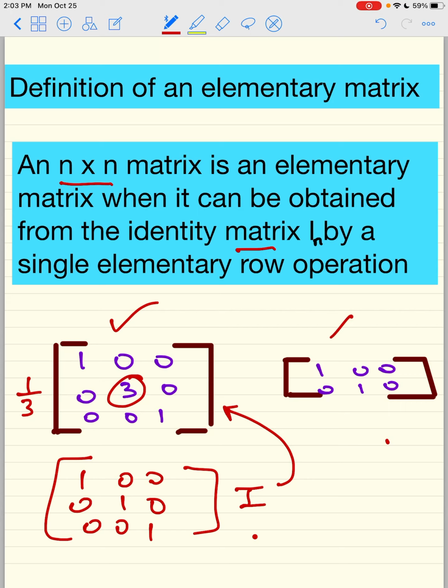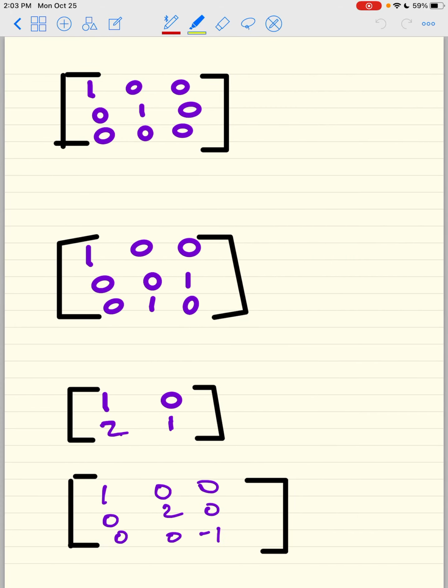This actually is not an elementary matrix. Can you guys tell me why? Well, an elementary matrix is a square. This is not even a square. So that's why it's not. Okay, let's continue. In this case, this is a square, right? It's a 3 by 3, but the only problem is we have a row of zeros, and we're not going to be able to get a 1 here because nothing you can do will make a 1 here. So that's not elementary.